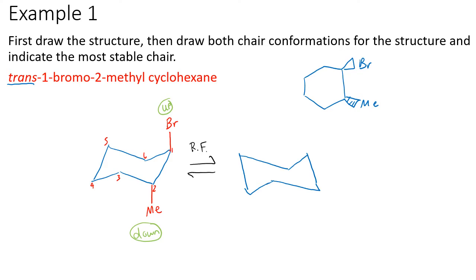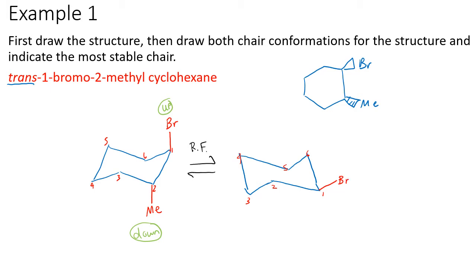Position 1 is now right here. 2, 3, 4, 5, and 6 go around the ring. And what was axial becomes equatorial. So bromo was in the axial position. Now it's going to be in the equatorial position. But it's still going to be on the up face of the ring. Only equatorial points up right here now.